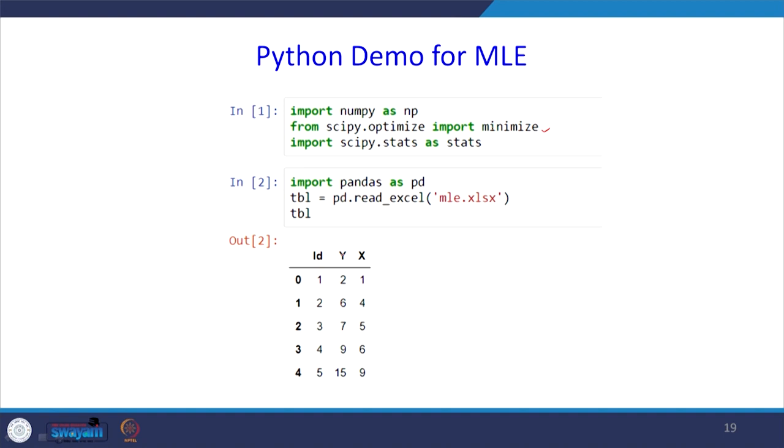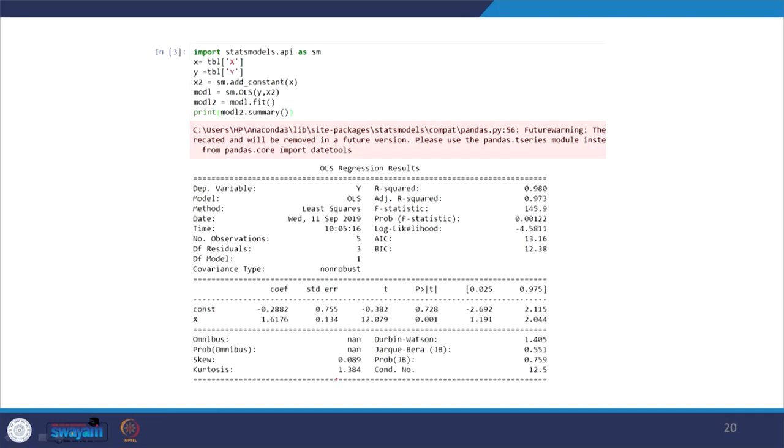So, I have imported the data. This y variable is the dependent variable, there is a data set of 5 values, and x is the independent variable. For this x and y, I have constructed a regression equation using our least square method. The regression equation is y equal to minus 0.282 plus 1.6176 x. I am explaining this portion to you.